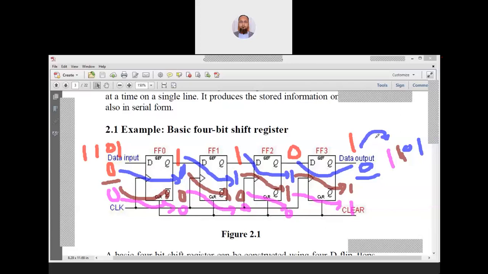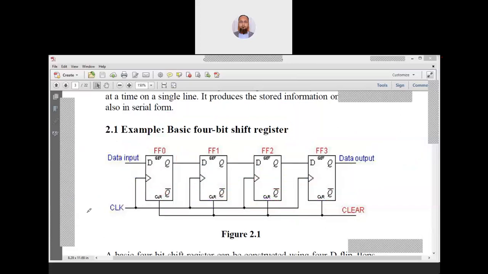I hope you can see that the data that we have inserted has moved serially from one to the last, and when we want to take the data outside, the data came serially, not at once. So this is a 4-bit serial input and serial output shift register. If you have any doubt, any confusion, you can ask in this regard. I hope you understood it.